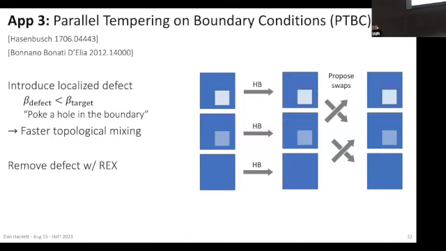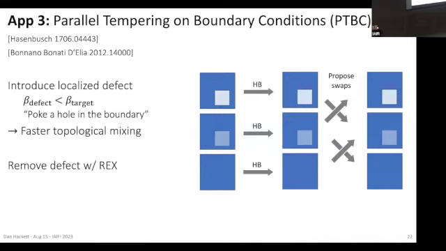If you imagine taking your lattice and introducing a localized defect in the action, so you take your quantum field theory, pull out a patch of space-time and replace that patch with a theory that's easier to sample. This can speed up your mixing rate across the entire lattice. But you aren't really interested in sampling the theory with a defect in it, so you need to remove it.